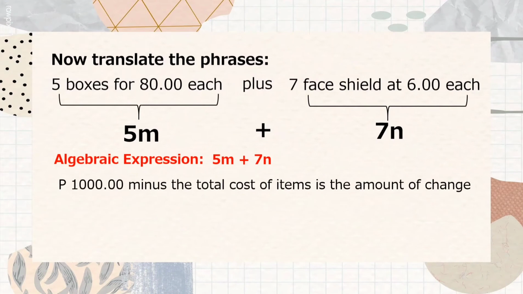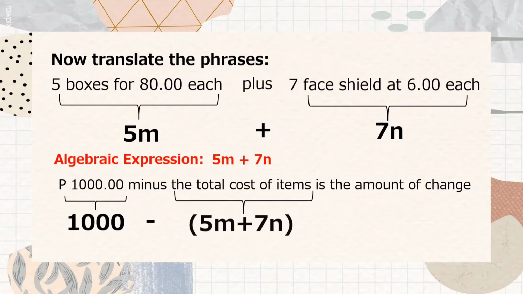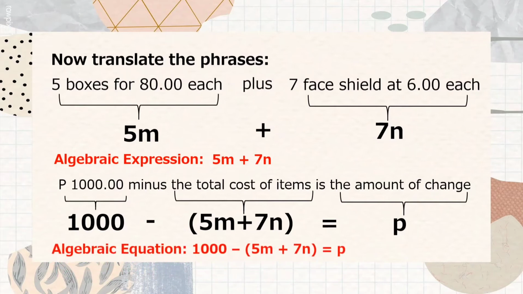So 1,000 pesos minus the total cost of each item is the amount of change. Now if he gave a 1,000 peso bill, we are going to get how much change he will receive. So, from 1,000 minus the total cost of the items, which is the algebraic expression 5M plus 7N. So, our equation for this will be 1,000 minus, open parentheses, 5M plus 7N, close parentheses, is equal to P, which is the amount of change.